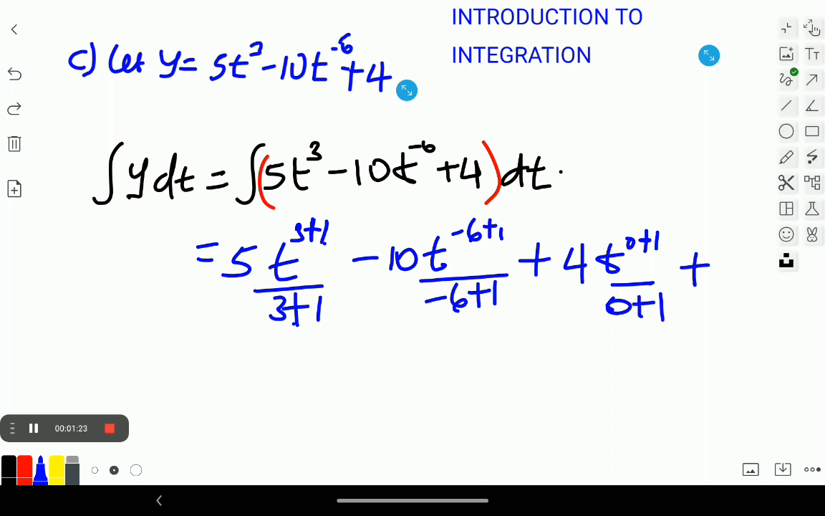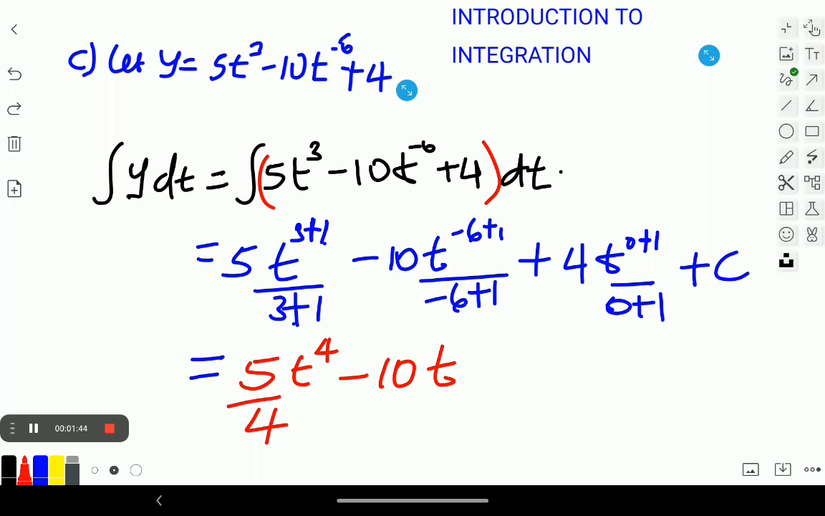After integrating, we add a constant c, and then if we simplify this, it goes to 5 times t power 4 divided by 4, minus 10 times t power minus 6 plus 1, which is minus 5, the whole of this divided by minus 5, then plus 4 times t to power 1 divided by 1. The whole thing is equal to, okay, plus c.